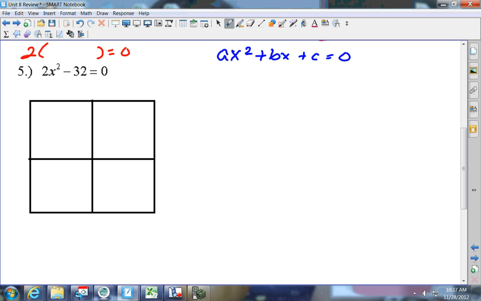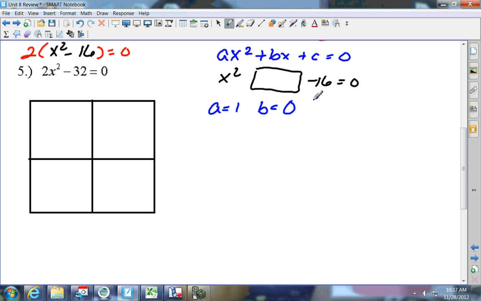Divide out that greatest common factor, and you get x squared minus 16. Now I can put it over here, so I have x squared plus 0x minus 16 equals 0. So a is 1. B, again, there is no x, so b is 0. And c is negative 16. So right here, I need to put x squared in the upper left, negative 16 in the bottom right, something x, something x.